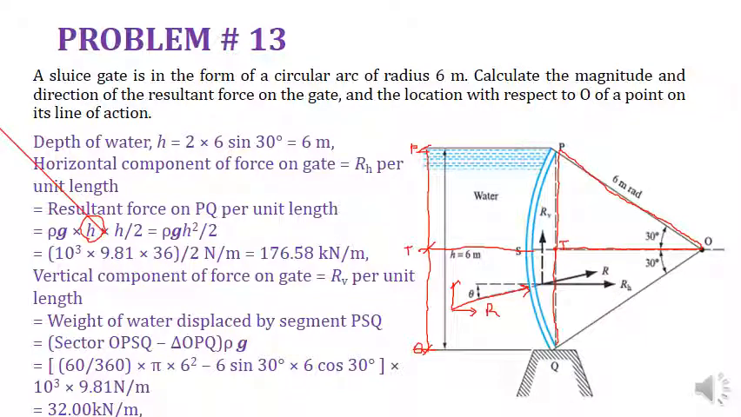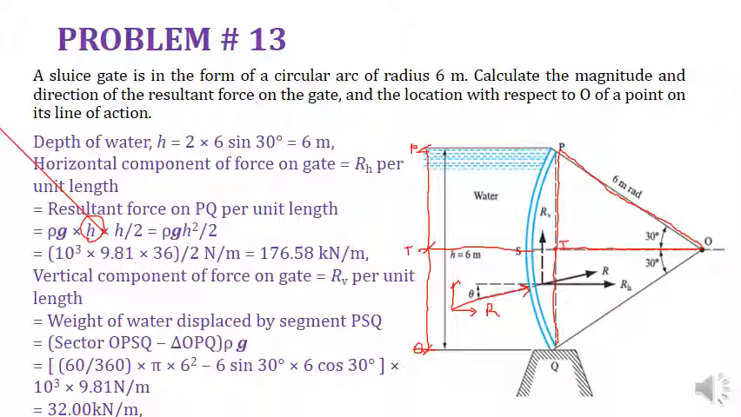So rho g A into H bar. This distance of the center of gravity of the projected area from the horizontal plane will be equal to H by 2. So in this way, we can simplify our equation for the hydrostatic force to rho g H square by 2. If you input your values, you get your answer as 176.58 kilonewton per meter.